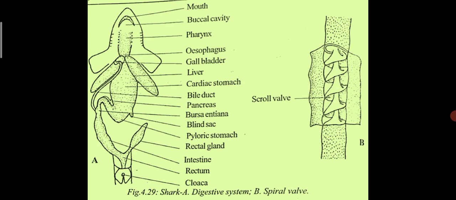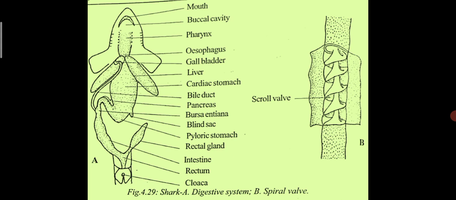Below the esophagus you can see a pointed gallbladder. The pointed gallbladder is seen below the esophagus of the shark. These are separated by some kind of sac; two sacs are there. After that, the liver is seen. In the diagram itself, it is very clear.